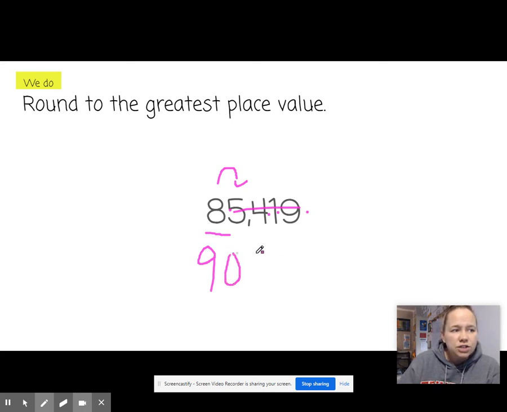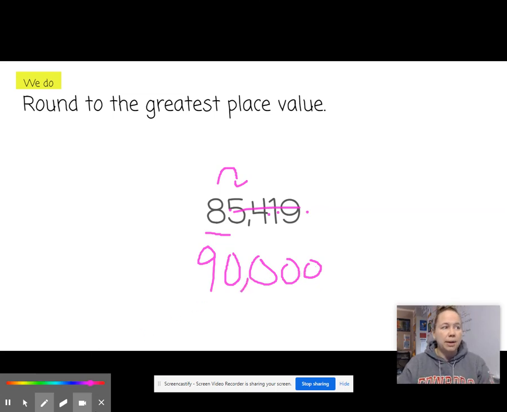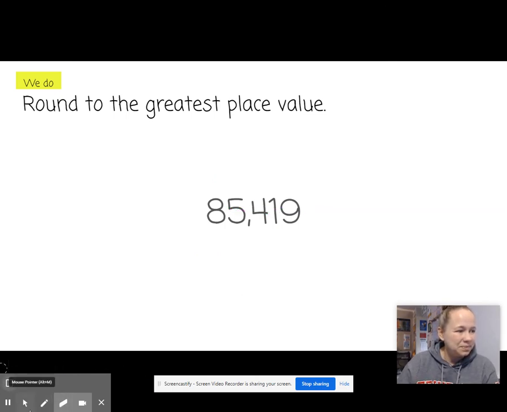So then you're going to think to yourself, does this make sense that 85,419 would round to 90,000? Yeah, that makes sense. 1, 2, 3, comma. Let's not forget our comma. Now, is the estimated number greater than or less than my original number? Well, because we rounded up, the estimate is greater than the original number. Does that make sense? Yeah, great. Good job.